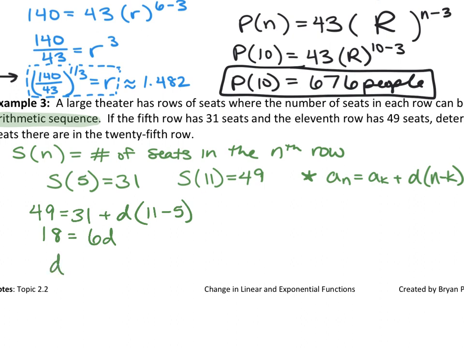So when I solve for my common difference this time, I don't need to store this value because I didn't have to round it. Unlike question number 2, where I had to store that value R, I just have to plug it in. Okay, so now we have D. It does not matter which of the 2 points you use to plug it back into the formula. I like to leave these exactly where they are and just put the A sub N or S of N back in there. So my formula is S of N equals 31 plus 3 times N minus 5.